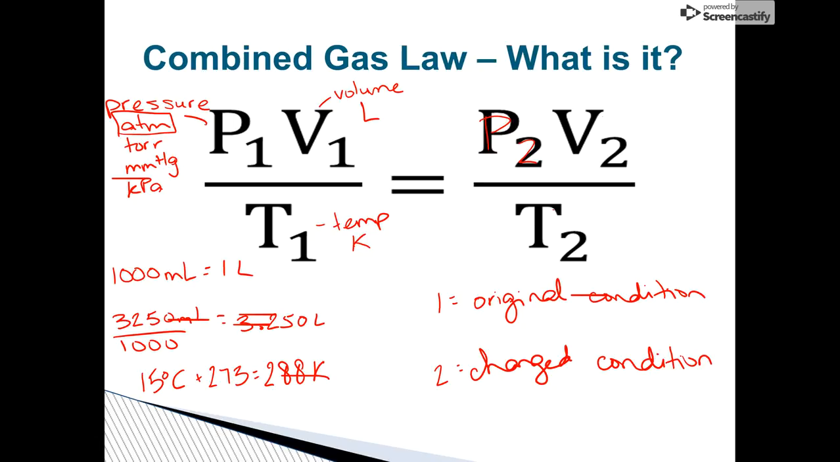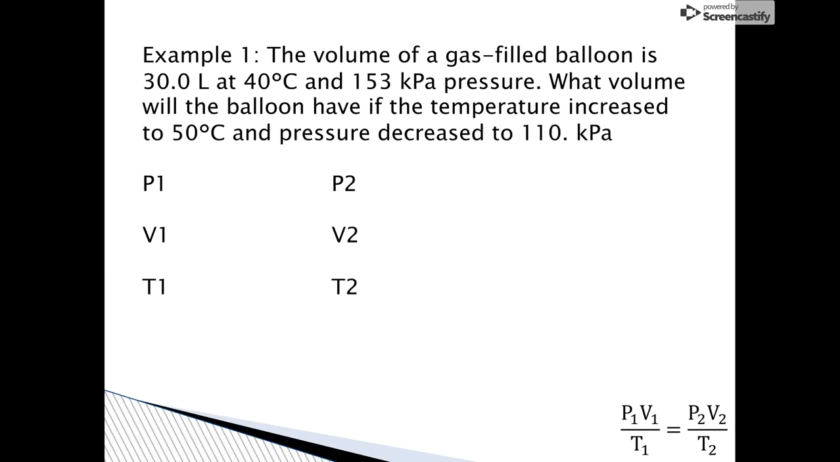Now we're going to use these in a math problem. Take a moment to read the first problem. Here are the pieces you need to know because of the equation P1, V1, T1, P2, V2, T2, right? 1 is the original conditions. Well, it says the balloon is 30.0 liters, so that's volume.